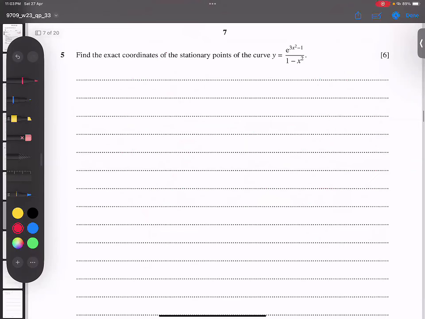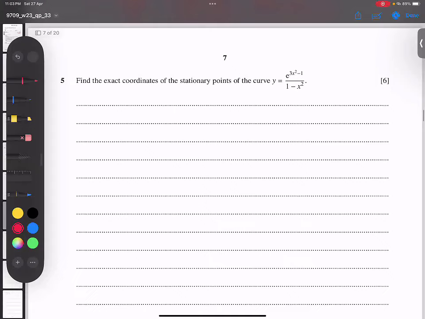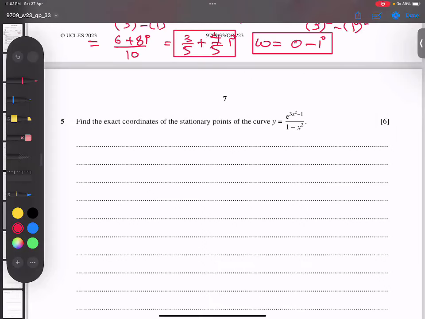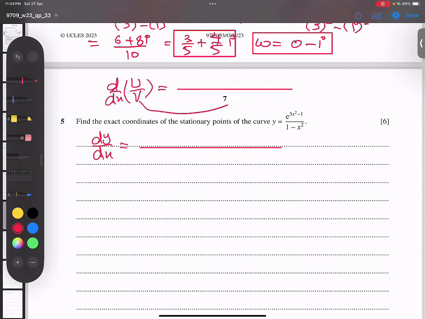Question number 5. He said exact coordinates of this equation, stationary coordinates. And stationary coordinates means students' derivative must be 0. So let's start. What is the basic technique to do this kind of question? Quotient rule will apply. Quotient rule says what? If two values are dividing and we are differentiating, what is in denominator? Put square on it. Which you squared, keep as it is into differentiation of the numerator. And minus and then opposite, u into v dash.